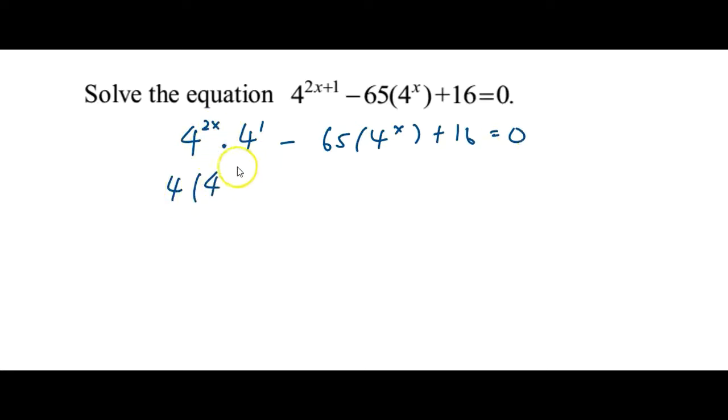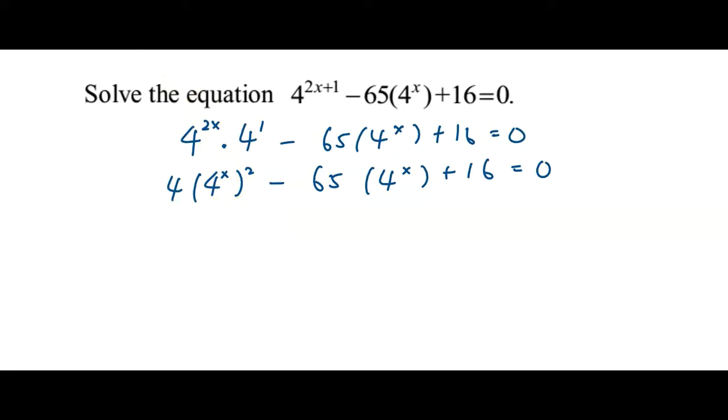To answer the second example, we're going to solve this index equation. Here we will split the 4 power of 2x plus 1 into 4 power of 2x multiplied by 4 power of 1, minus 65 times 4 power of x, plus 16 equals 0. So you will have a 4, and 4 power of 2x can be rewritten as 4 power of x, power of 2, minus 64 multiplied by 4 power of x plus 16 equals 0.